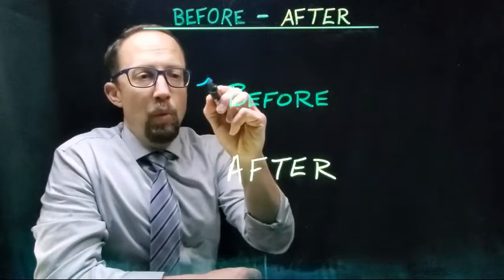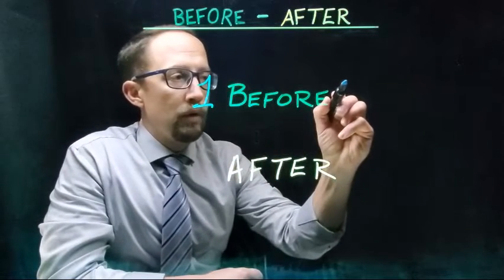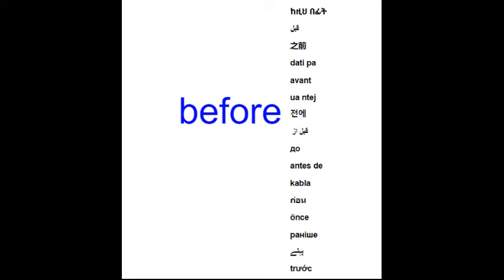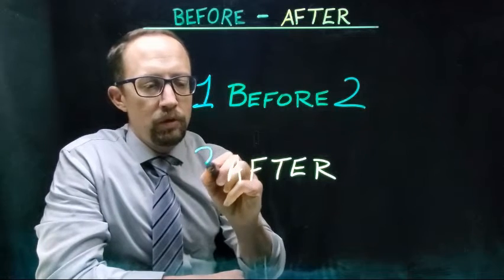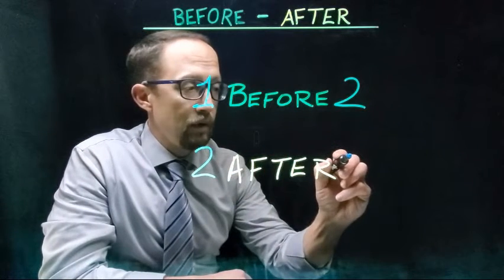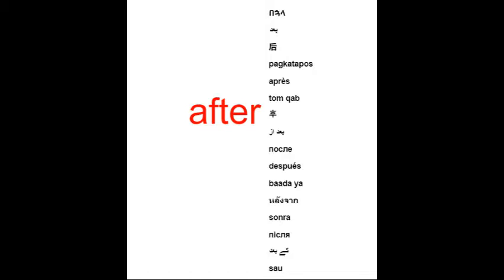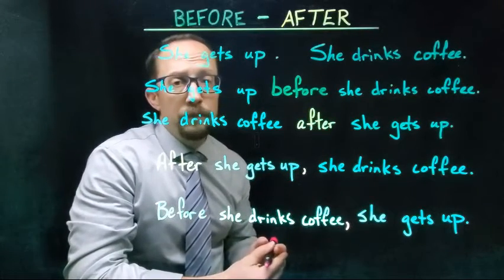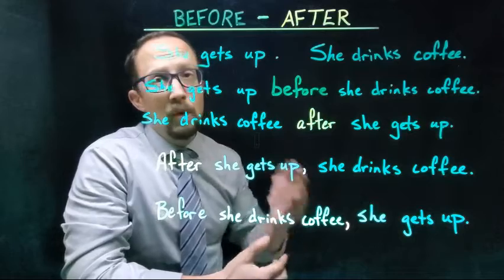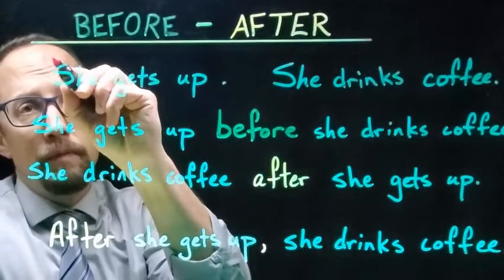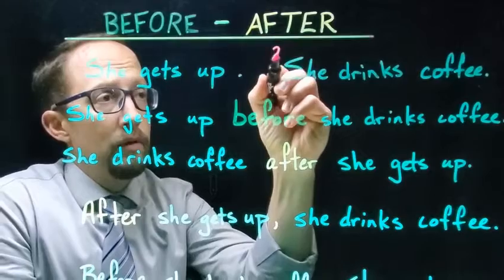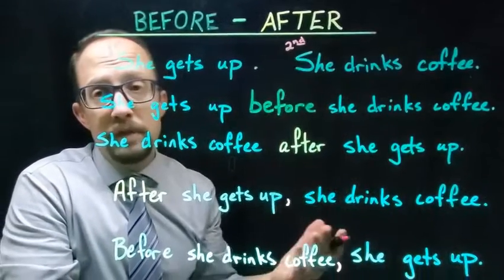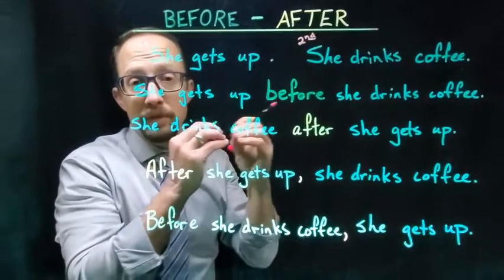Let's talk about before and after. Remember, one is before two, two is after one. So when you write sentences and you have two sentences, one is first and then something happens second, you can put them together.